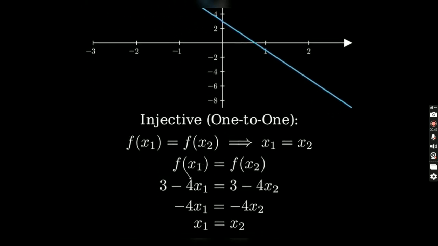This means 3 - 4x1 = 3 - 4x2. Subtracting 3 from both sides, we get -4x1 = -4x2. Dividing both sides by -4, we get x1 = x2. Therefore, our function is injective. Next, let's check if the function is surjective.